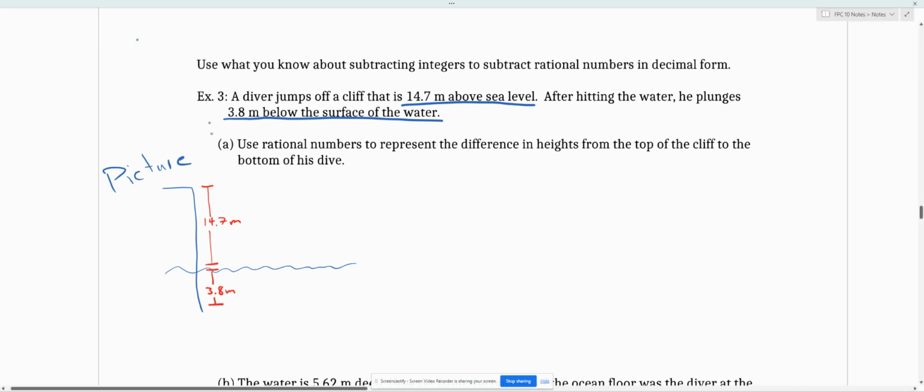Okay, so you can think of this. Here's going to be my terrible picture. Here is Mr. Tronis jumping off a cliff. I do not recommend this. I dive off and I plunge all the way down here, and then I guess I come back up for air. So the question says, use rational numbers to represent the difference in heights from the top of the cliff to the bottom of the dive.